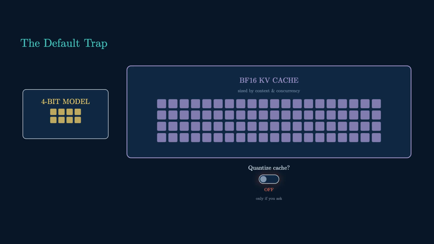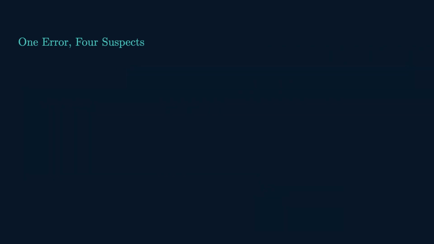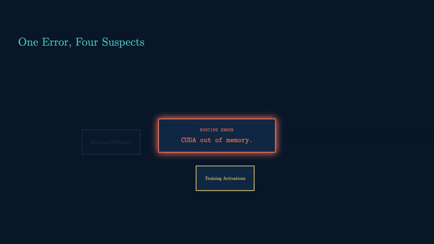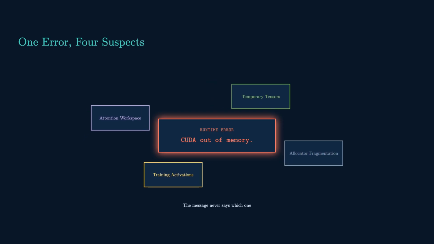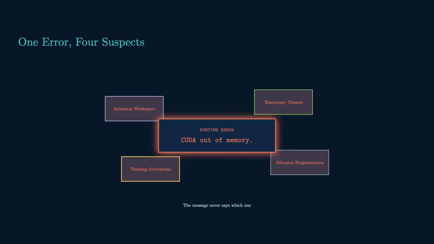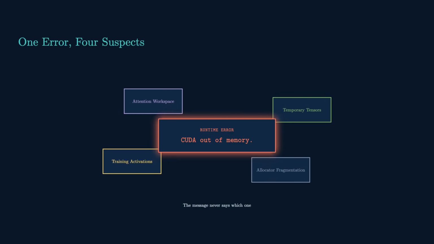Leave the toggle where it ships, run a long context, multi-user job, and you can still fail on the cache alone with a tiny little model loaded. And one last wrinkle, because CUDA does you no favors here. Out of memory is the same message no matter what blew up. It's not the KV cache's fault by default, for other things can spike just as suddenly, and the error gives you nothing to tell them apart.